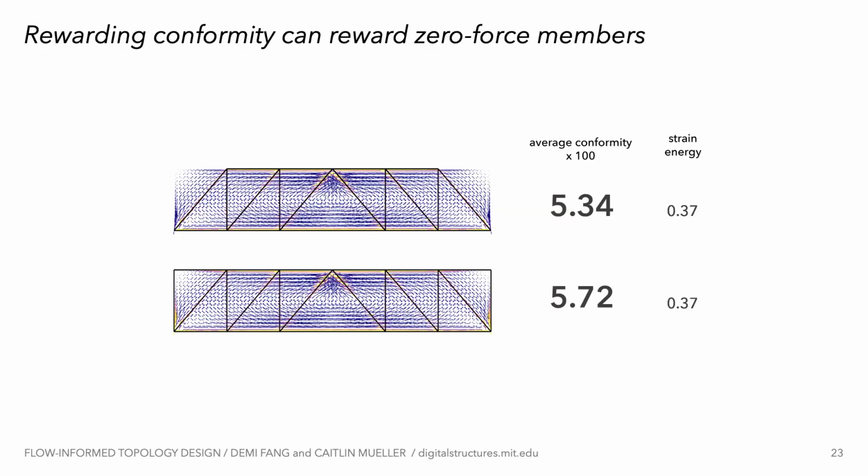Examining some deviations in these plots can reveal shortcomings of the conformity heuristic. For example, it can disproportionately reward zero-force members. In this example, the addition of zero-force members increases the conformity heuristic when in reality the truss's strain energy is unchanged.